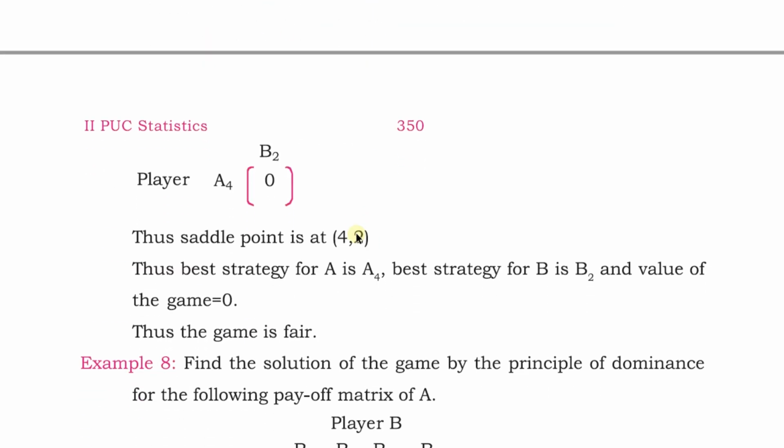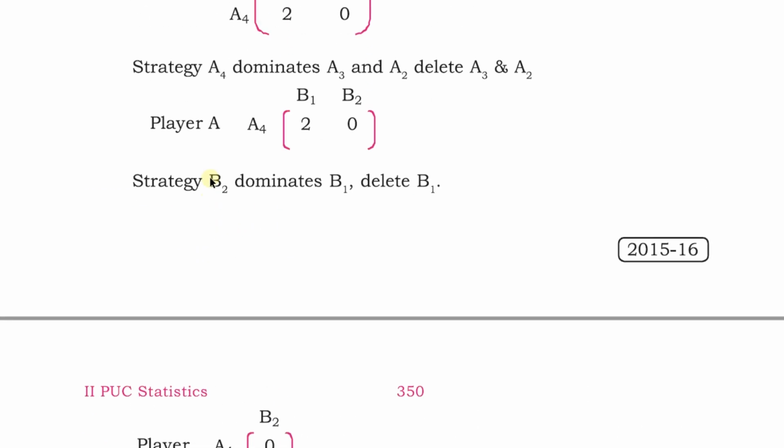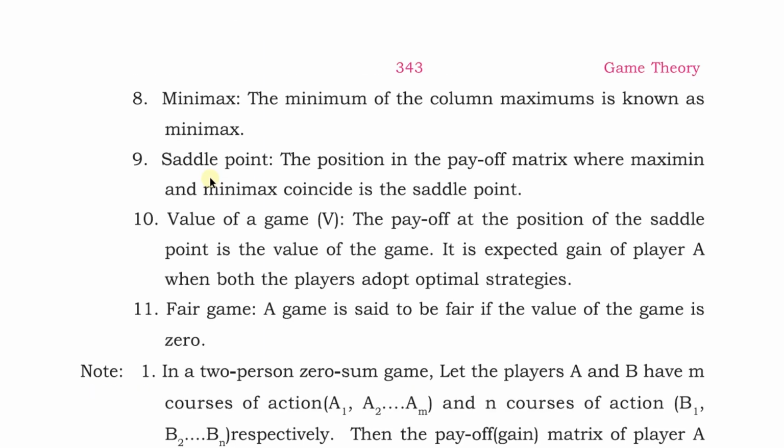Next, the best strategy for player A is a4. The best strategy for player B is b2, and the value of the game is 0. Now coming back to the definition here. What is the definition? A game is said to be fair if the value of the game is 0.